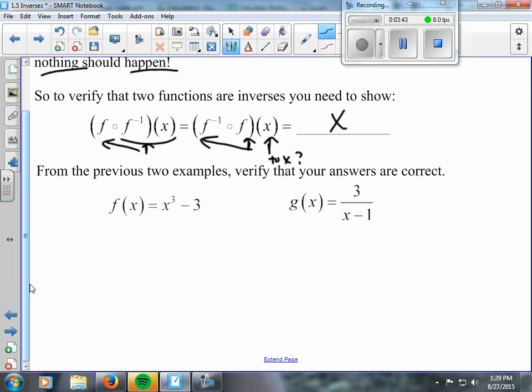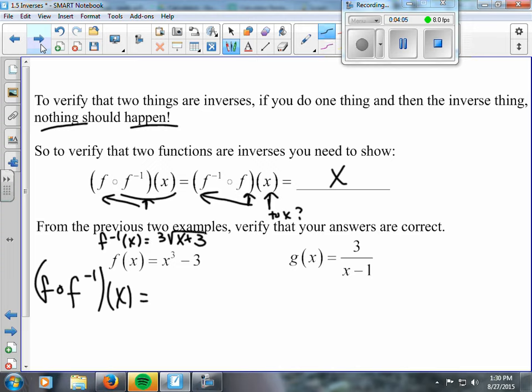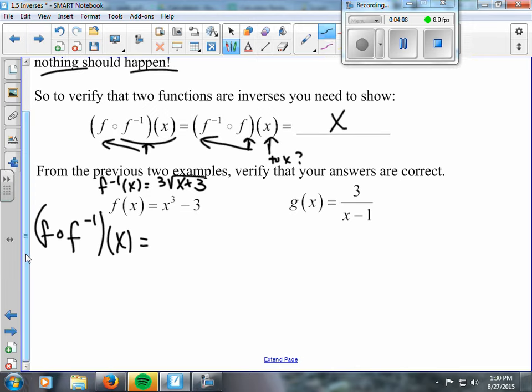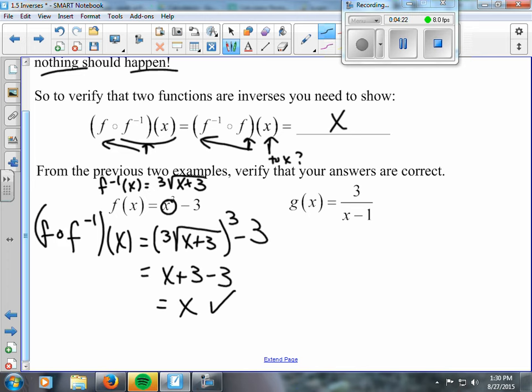All right, so now we're going to work on those same 2 examples again. How do I verify that f and f inverse are truly inverses? You're going to compose these functions. Now remember, f inverse of x was the cube root of x plus 3. All right, double check. Yes. So now I'm going to take f inverse and put that into the x in f. So I have the cube root of x plus 3, cubed, minus 3. These cube root and cube cancel, and I get x plus 3 minus 3, and that is x. That's what I'm supposed to get, nothing.